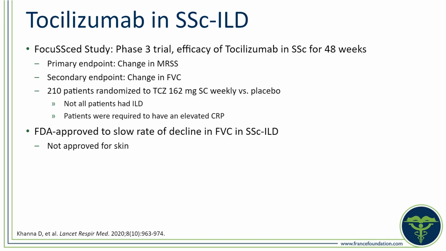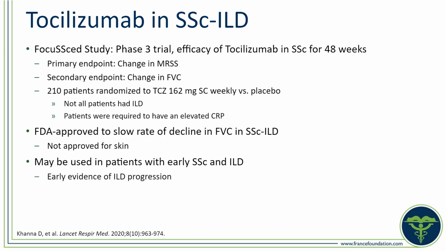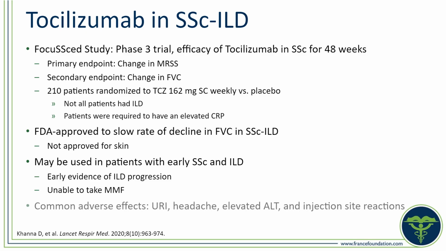So when do we use tocilizumab in systemic sclerosis ILD? It may be used in patients with early systemic sclerosis and interstitial lung disease, certainly those patients that have early evidence of ILD progression, and those who may be unable to take mycophenolate. Some common adverse effects with tocilizumab include risk of upper respiratory infections, headache, elevated liver function testing, and injection site reactions.